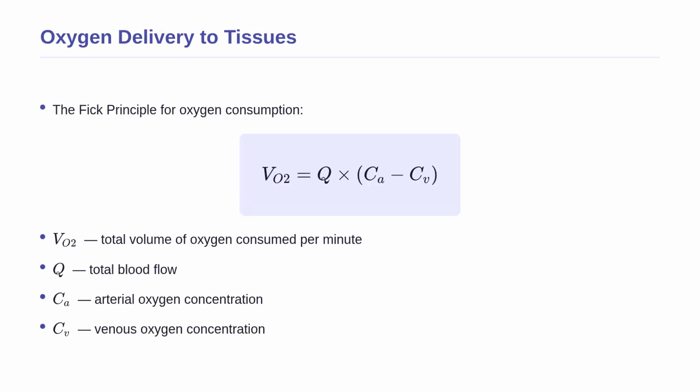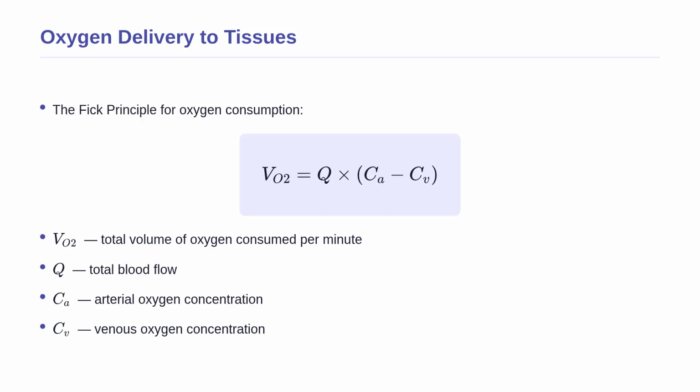Moving fluid is important, but the ultimate goal is delivering oxygen, which brings us to our next equation. We use the Fick principle to measure this delivery. VO2 represents the total volume of oxygen consumed by the tissues per minute. Q is the total blood flow. Ca is the arterial oxygen concentration, and Cv is the venous oxygen concentration.